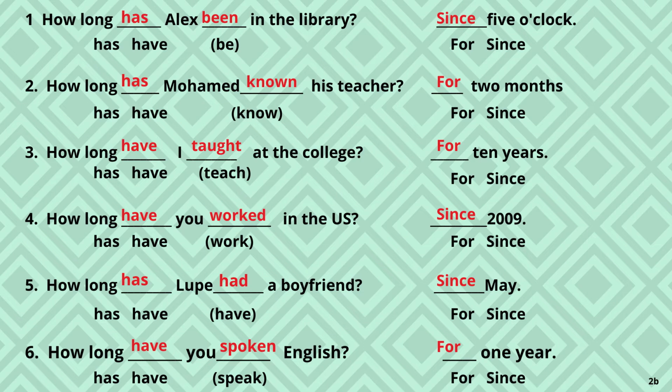How long has Lupe had a boyfriend? Answer, since May. Number 6. How long have you spoken English? Answer, for 1 year. All right, class.